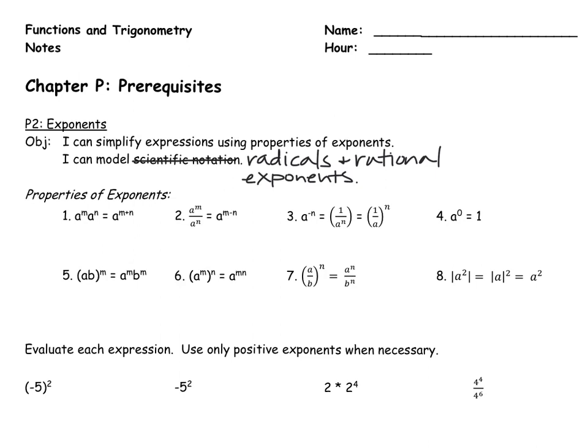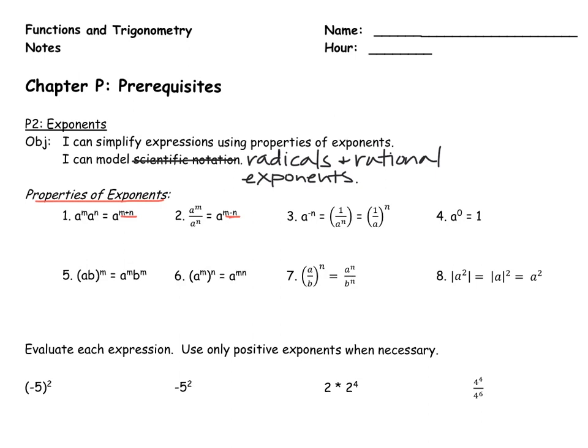Instead of modeling scientific notation, we're going to model radicals and rational exponents. But first, let's start with properties of exponents. There are 8 commonly used properties that are reviewed from Algebra 2. In the first property, when you multiply bases, you can combine or condense their exponents through addition. Conversely, if you divide bases that are the same, you would subtract their exponents to simplify.